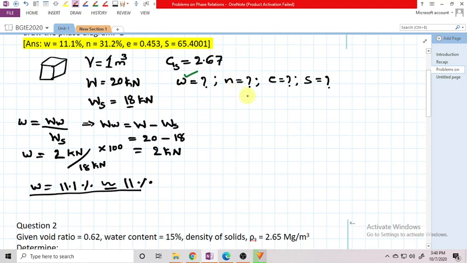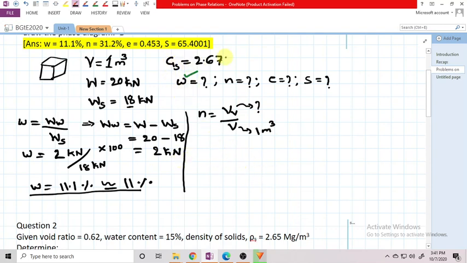Next, porosity. What is the formula for porosity? n equals volume of voids divided by total volume, right? The total volume I know, because they have given 1 cubic meter. But I don't know the volume of voids. So how can we find the volume of voids?